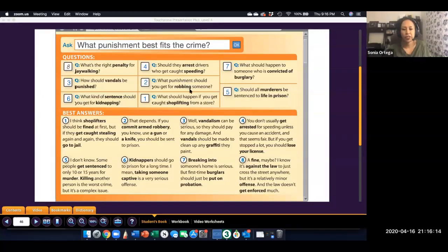These are the answers you should have. If you still have any questions on this vocabulary, please let me know.